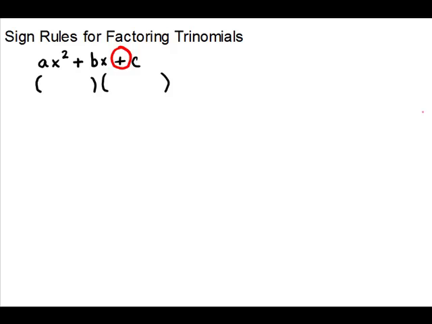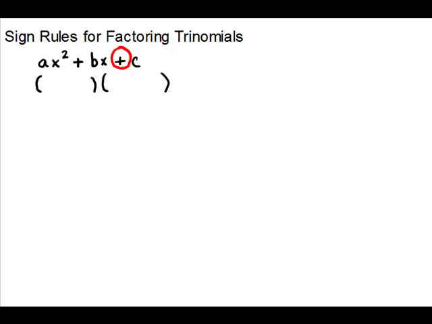Let's look at the sign rules for factoring trinomials. First, you should always look at the last sign. If the last sign is positive, what kind of numbers could have multiplied to give you a positive? They could both be positive, or they could both be negative. So to multiply to get a positive, we have to have like signs.